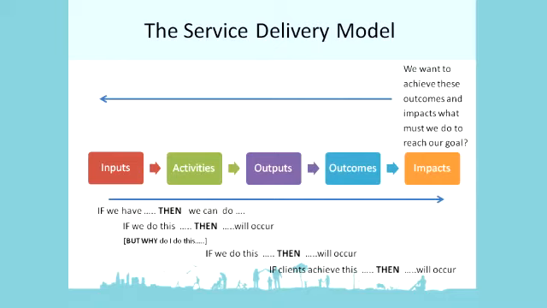Specify the outcomes that you're trying to achieve first. What is it that you're trying to get at? And then go backwards. So if that's what I want to get, how am I going to do it? What things am I going to put in place to achieve those particular outcomes?